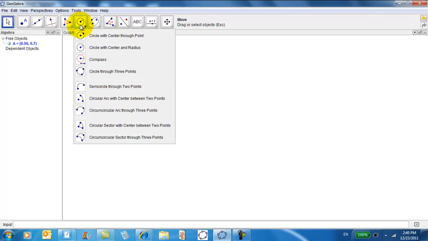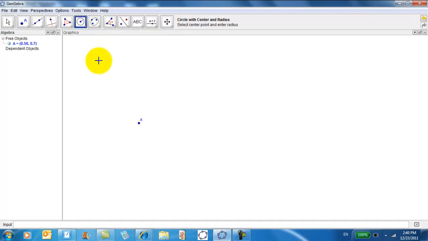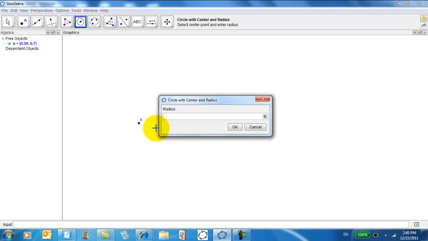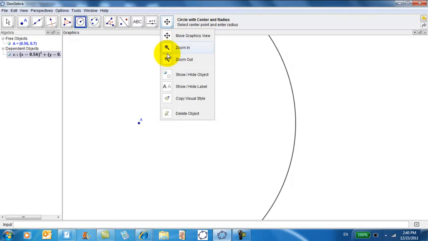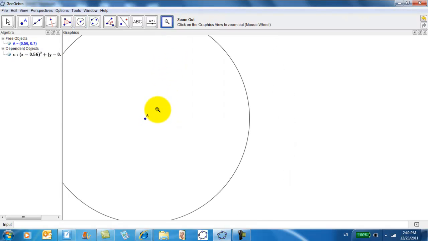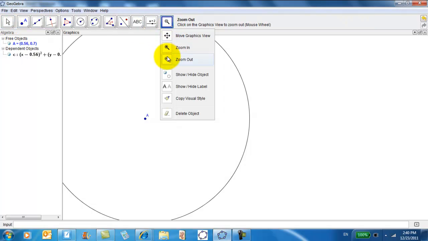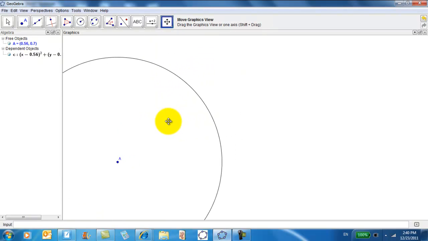Back to our circle and radius. Circle through center with a radius. Click on A. And it calls up the radius, and we want that to be exactly 10. And notice that's probably going to go way off of our diagram. So we can do a little zoom out. Maybe just once. Yeah, that's good. And maybe move the screen around a little bit. Move the graphics view like that.